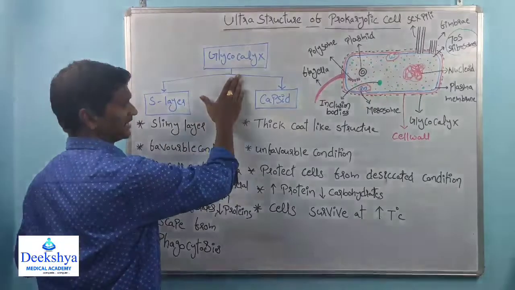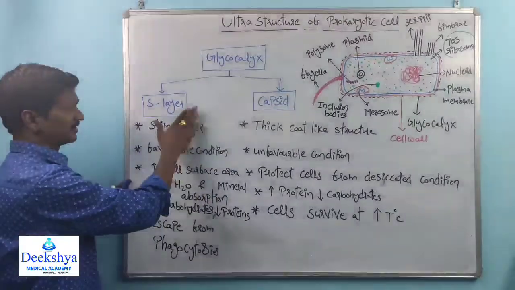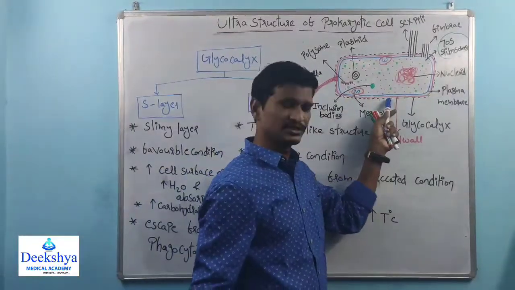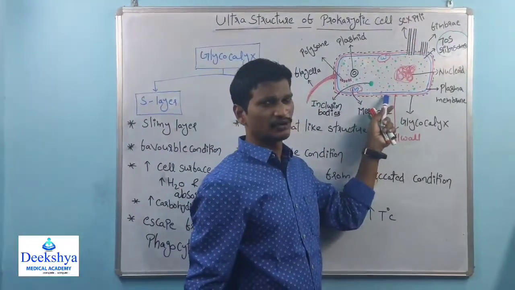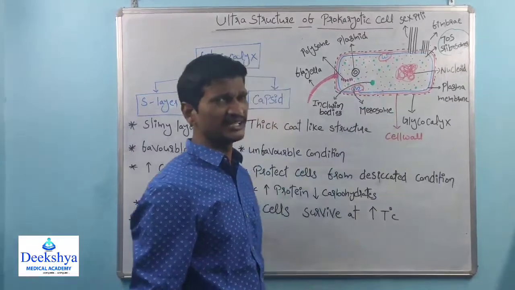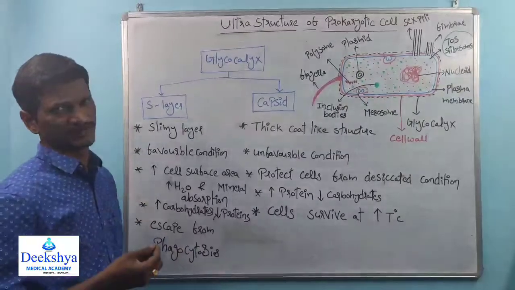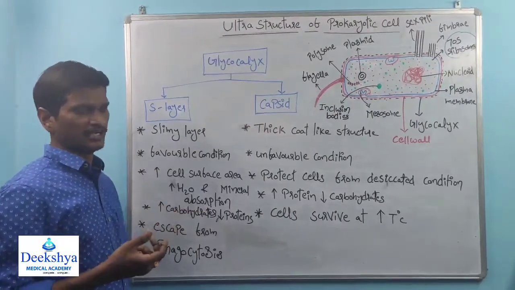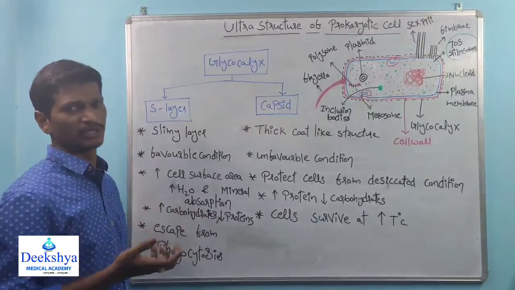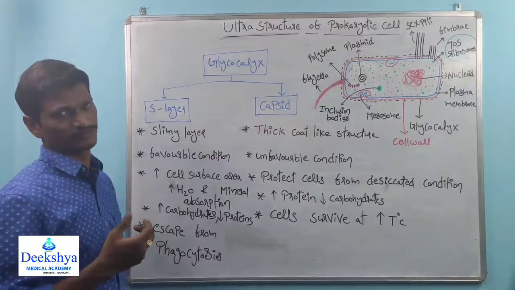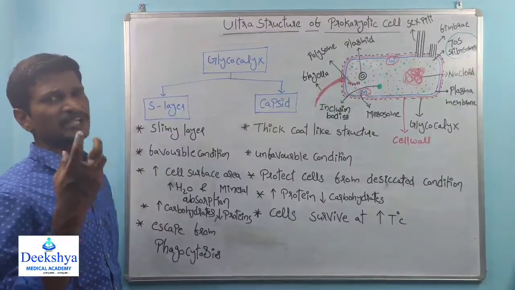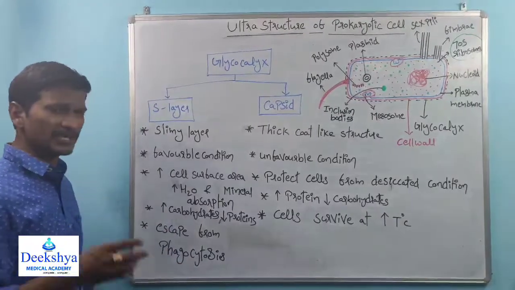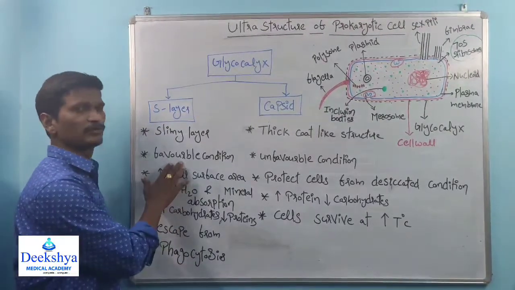So the glycocalyx layer in normal conditions forms the S layer. In any bacteria during favorable conditions, the outermost layer is called the S layer. S layer is an easily washable layer. If we subject a bacteria to running water, the S layer will be washed out, because the S layer is a very slimy layer. That S layer is majorly formed during favorable conditions.